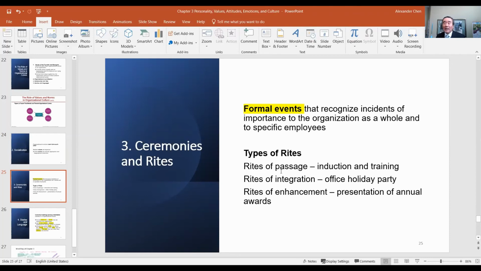One is passage: induction, training, retiring. All these things have to do with what? Passage. So in your Greek organization, induction is a very serious process. They want you to get more commitment through induction. Everyone's more committed through a serious induction. And a lot of training will enhance the passage.